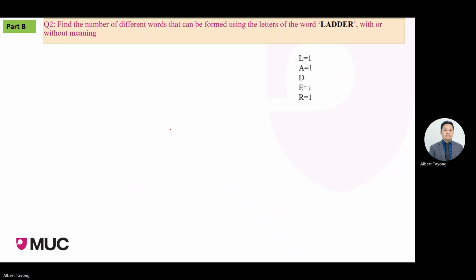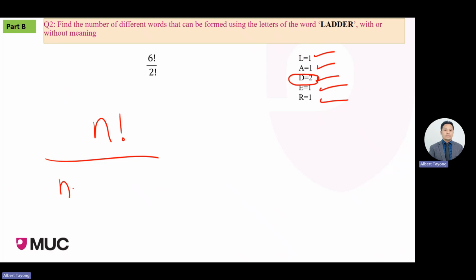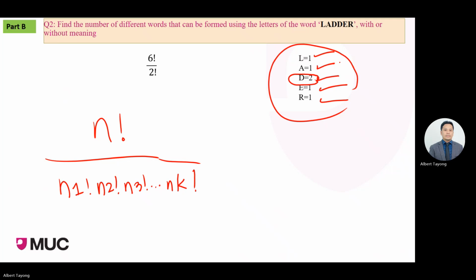Okay, so first is to identify the frequencies. You count how many L's, how many A's, how many D's, E's, and R. So this is the first step. As you can see, D is repeated, so we will be using a different formula. The formula is n factorial over n1 factorial, n2 factorial, n3 factorial until nk factorial. So n is the total number, okay? Total frequency, please take note.